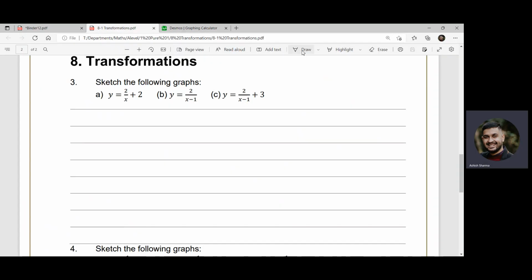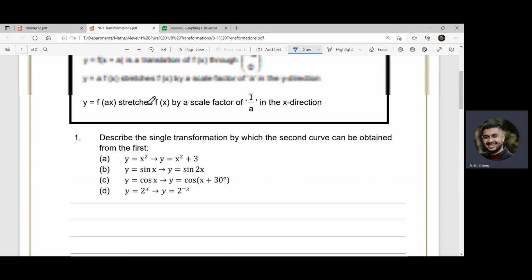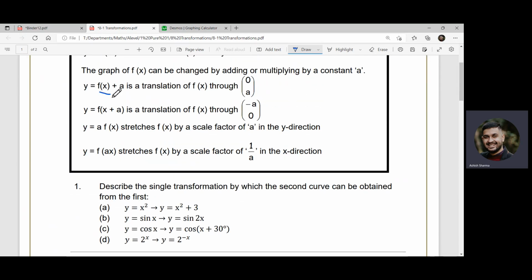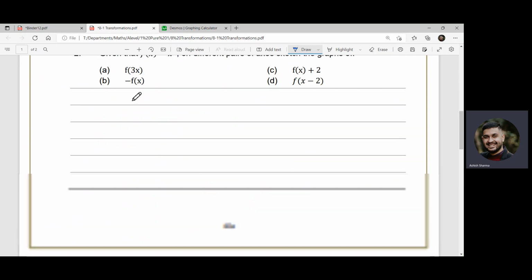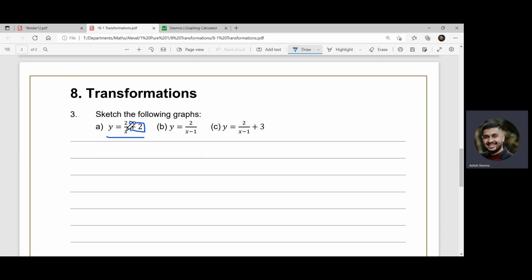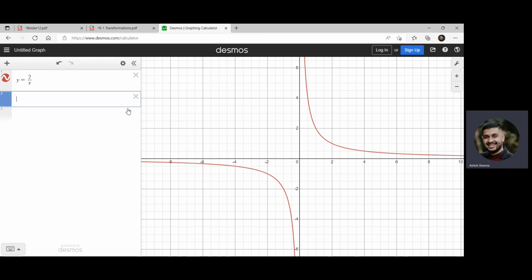Now, when you're looking at this question properly, we have to realize that it's not just 2 over x, it's plus 2. And if you recognize the transformations from up above, when you add a number outside of a function or an equation, you are translating it in the y direction by that number, by vector (0, a). So if you imagine f of x as being 2 over x, and I add 2 to it, then that whole graph should come up by 2.